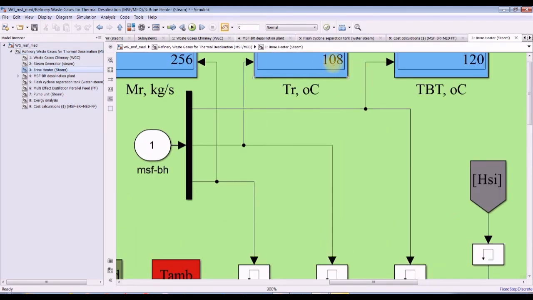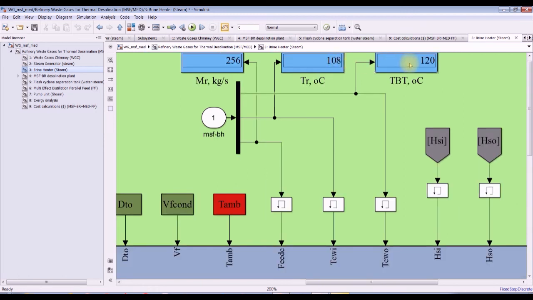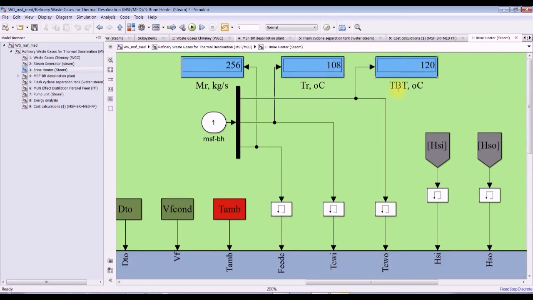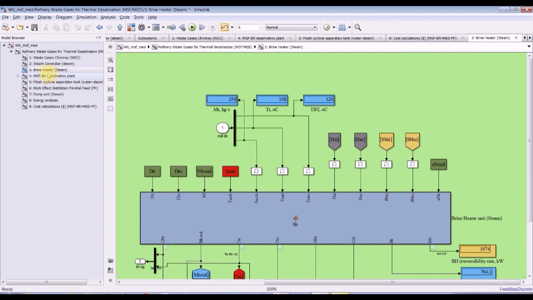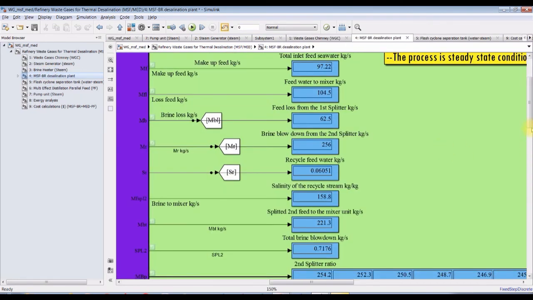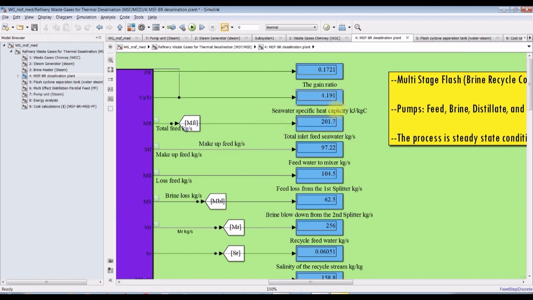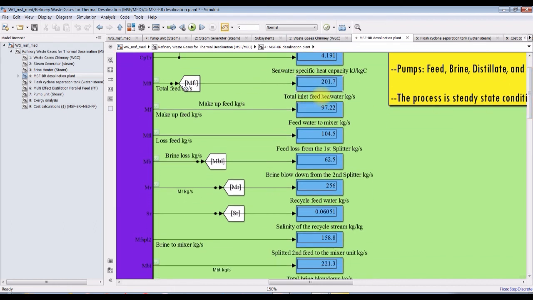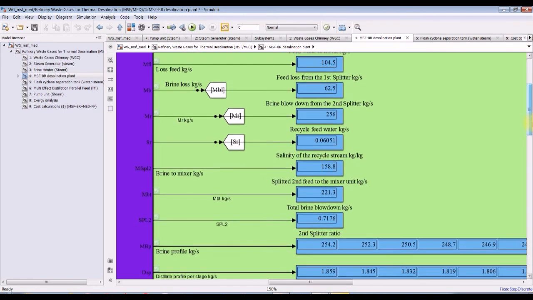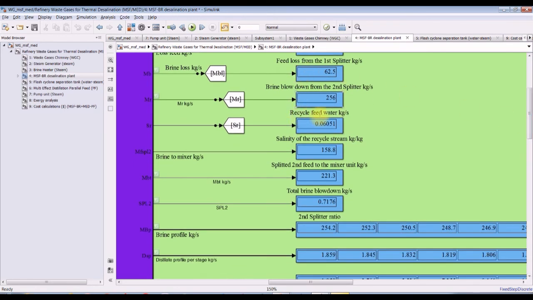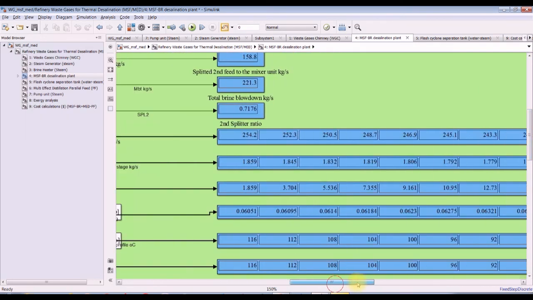It's around 1.108. Top brine temperature 120. We assign this, and this is multi-stage flash. This is gain ratio, some total inlet feed water to the mixer, feed loss, because this is brine cycle. Brine blowdown from the second splitter, recycled feed water mass flow rate, salinity, and this is profile.